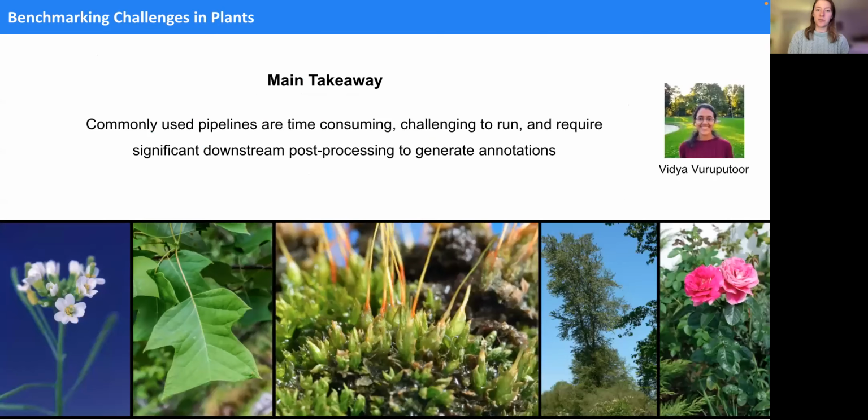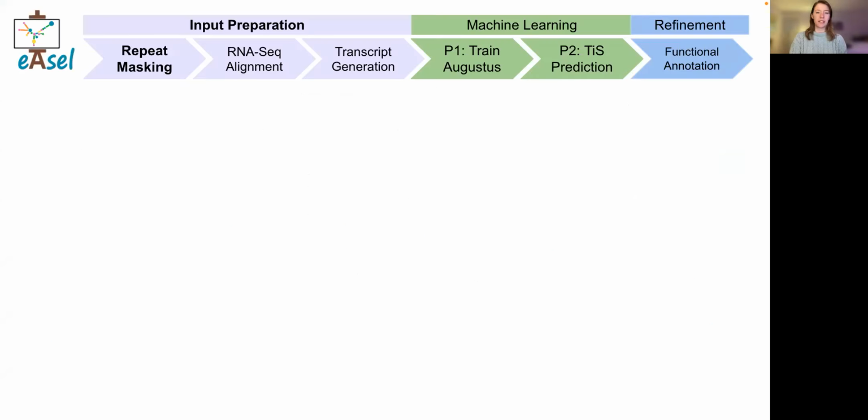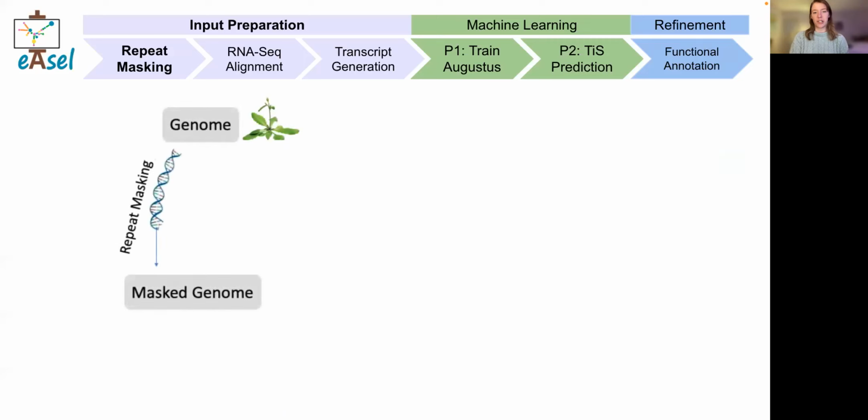As a result of this work, we found that commonly used pipelines are often time-consuming, challenging to run, and require significant downstream post-processing to generate annotations. So here we present EASEL, a eukaryotic genome annotation tool that leverages machine learning, RNA folding, and functional annotations to enhance gene prediction accuracy. The first step of EASEL is preparing a soft masked genome.